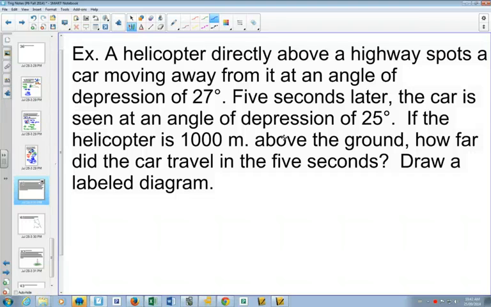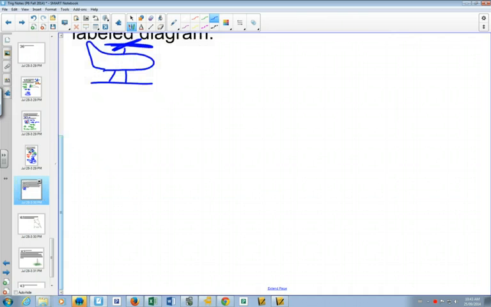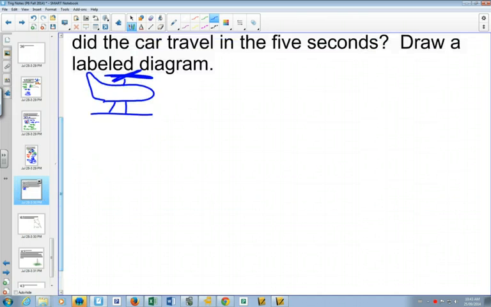Got a helicopter. You have to decide where you're going to draw your helicopter. I'm going to draw my helicopter. How do helicopters look like this? Does that look like a helicopter? Maybe. There's our helicopter. It's looking down at a car, and it is 1,000 meters above the ground. So here's my helicopter straight down 1,000 meters above the ground.